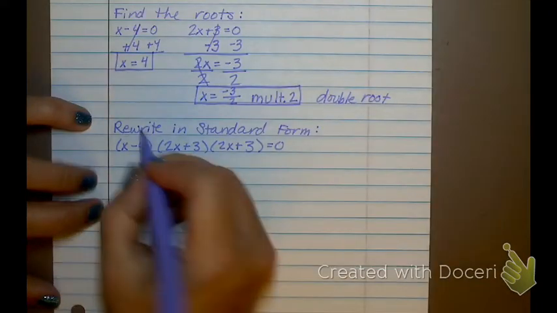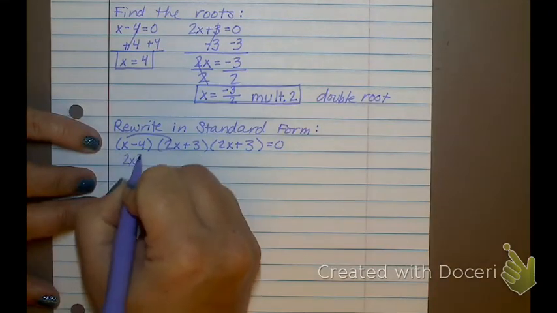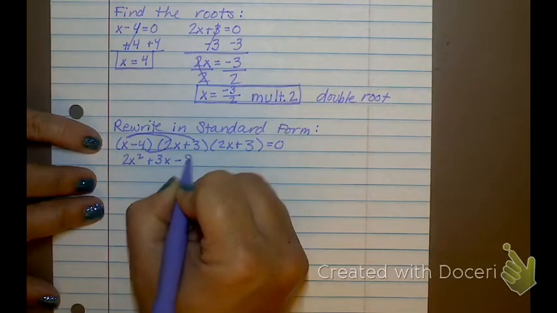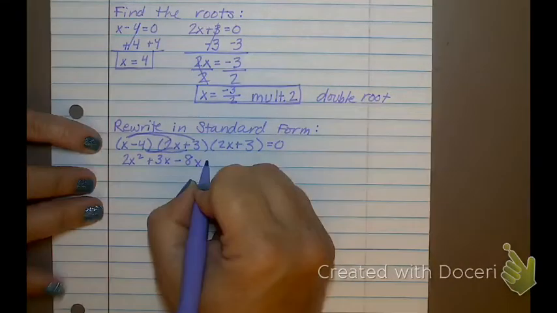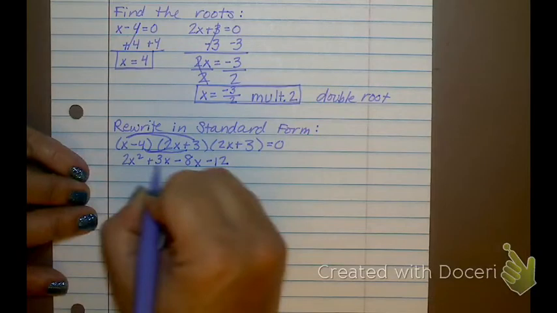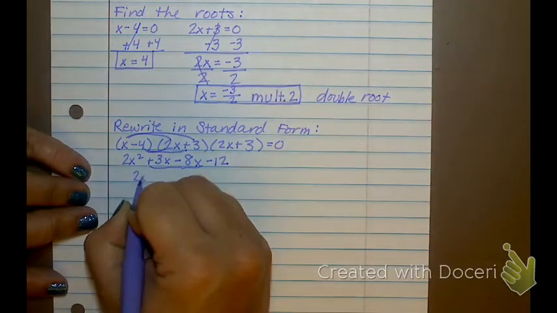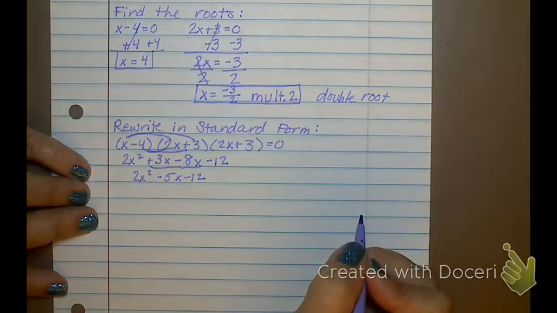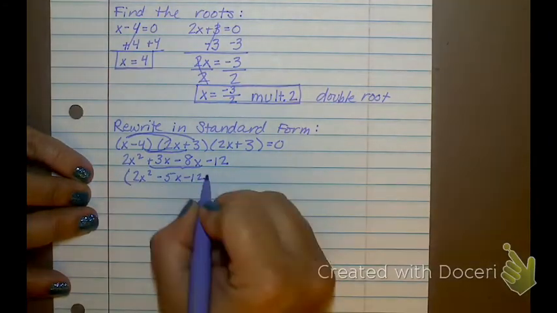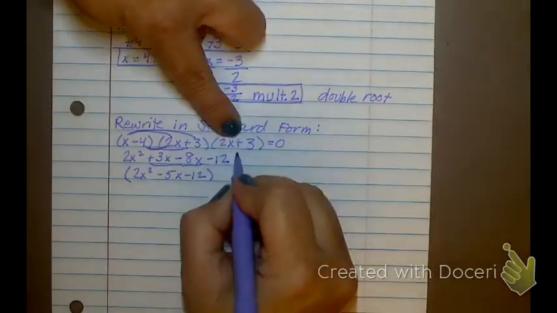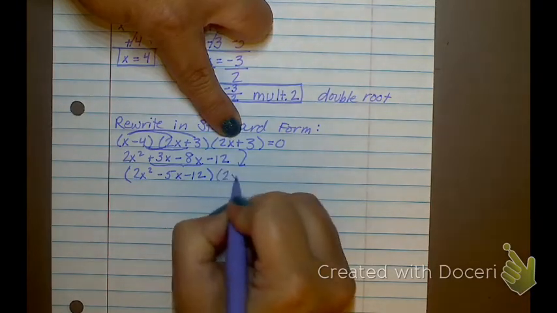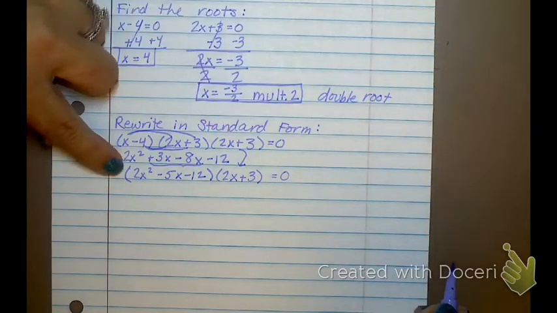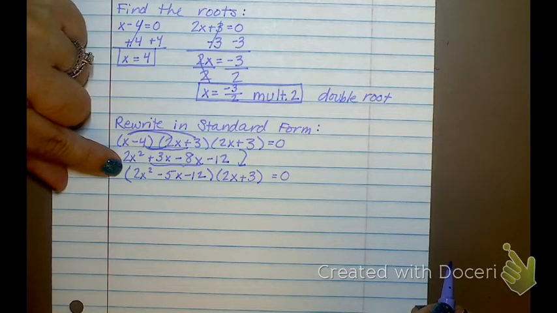Okay, so let's see. I have 2x squared plus 3x minus 8x minus 12. I'm going to go ahead and combine my like terms here. So I have 2x squared minus 5x minus 12. You okay with that? Leave that answer in parentheses and now bring down that other set of parentheses that we haven't touched yet. And we still have our equals 0.